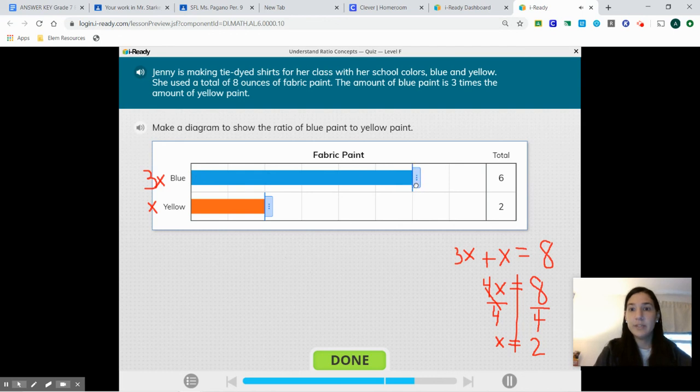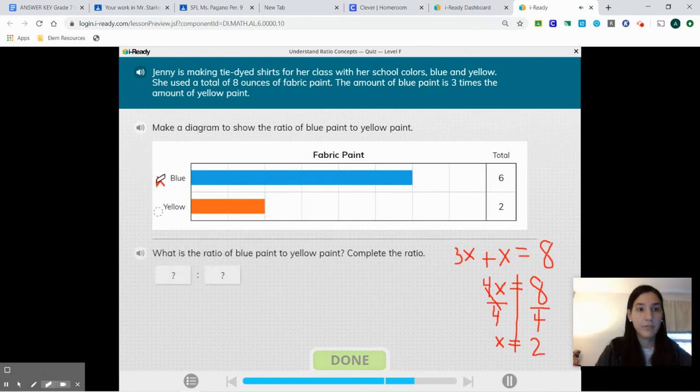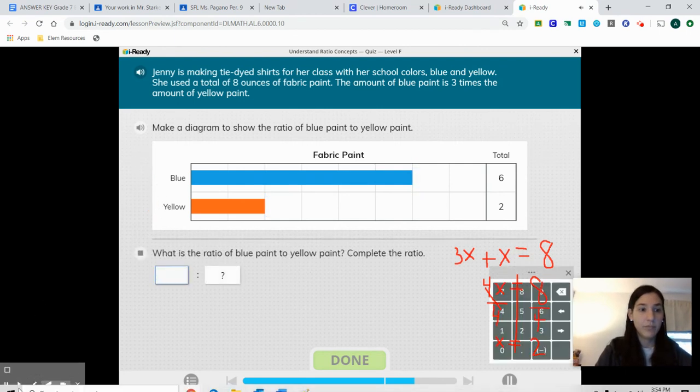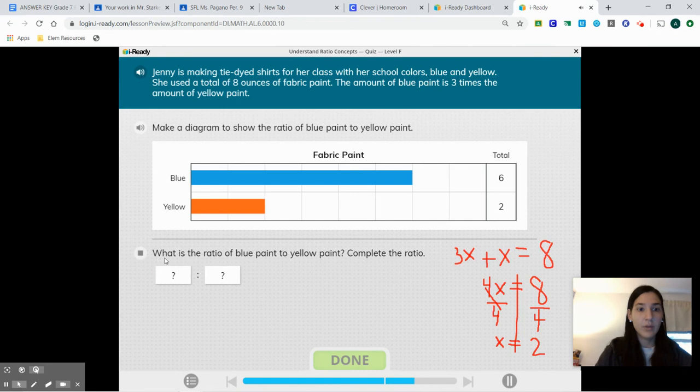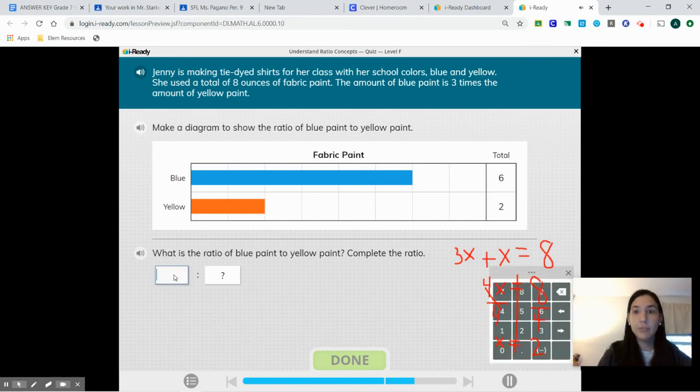So we're going to go over to 6, and we know that 6 plus 2 is equal to 8, so we did it correctly. What is the ratio of blue paint to yellow paint? Complete the ratio. Okay, so blue paint is 6, yellow paint is 2.